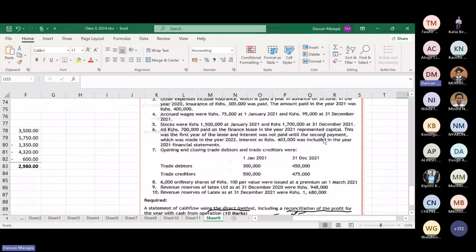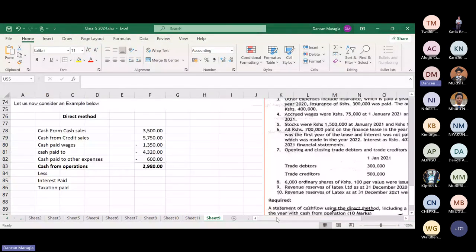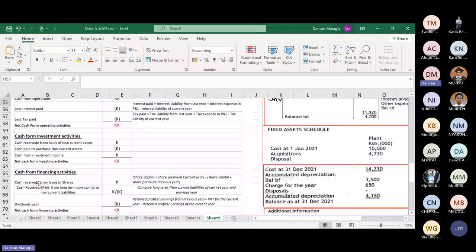Now, remember, you have been told all the 700,000 paid represented capital. Which section will that amount go on then? Leasing is like a long-term liability. It's also capital financing. So if it's repayment of capital, it's like we are repaying the loan, the first part of the loan before we even repay the interest. Cash from financing activity: cash received or paid for long-term borrowings and non-current liabilities.